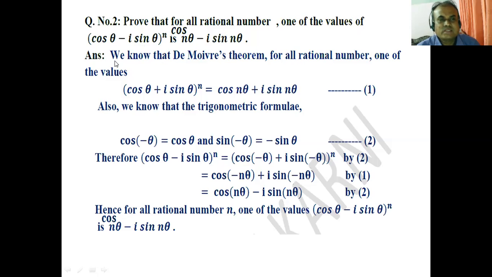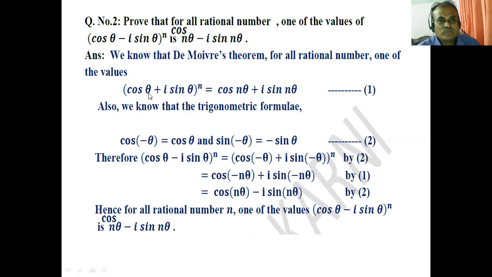Now its answer: we use De Moivre's theorem. We know that De Moivre's theorem for all rational numbers, one of the values is equal to this. (Cos theta plus i sine theta) raised to n is equal to cos of n theta plus i sine of n theta. Now equation 1. Also we know the trigonometric formula: cos of minus theta is equal to cos theta and sine of minus theta is equal to minus sine theta. Now equation 2.